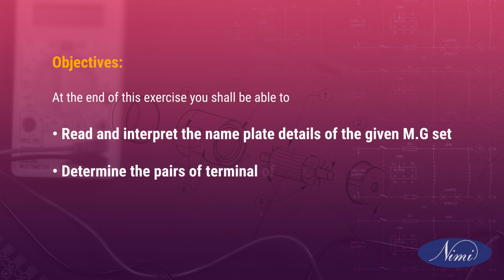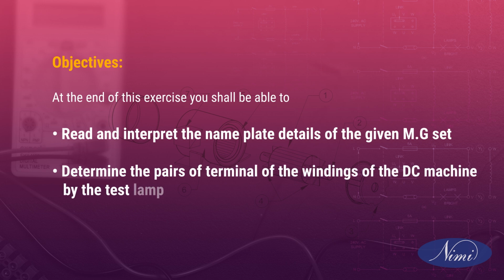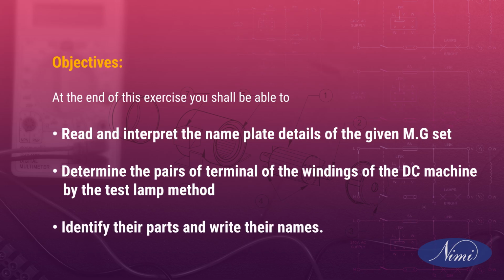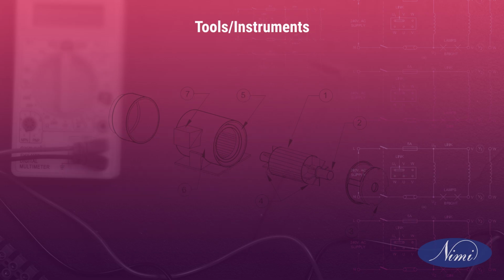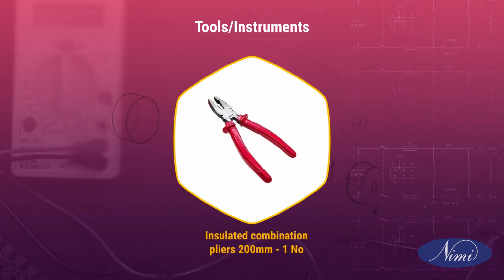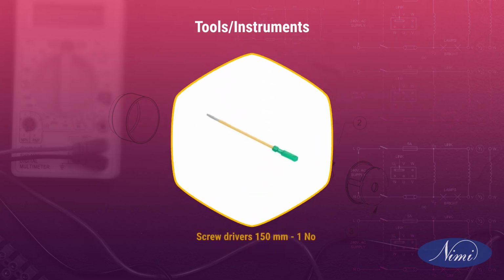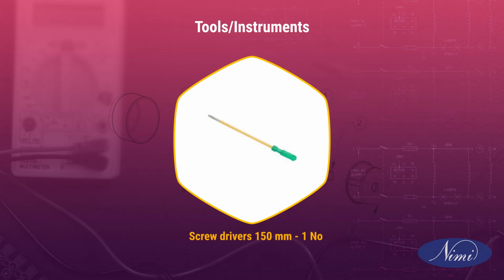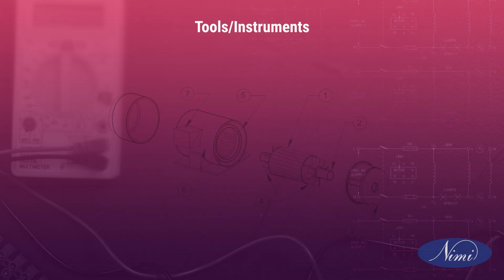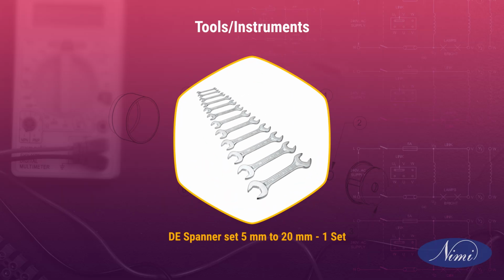Determine the pairs of terminal of the windings of the DC machine by the test lamp method. Identify their parts and write their names. Tools: instruments. Insulated combination pliers 200 mm, 1 number. Screwdrivers 150 mm, 1 number. DE spanner set, 1 number.